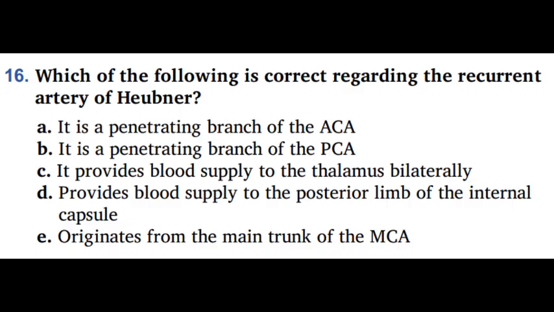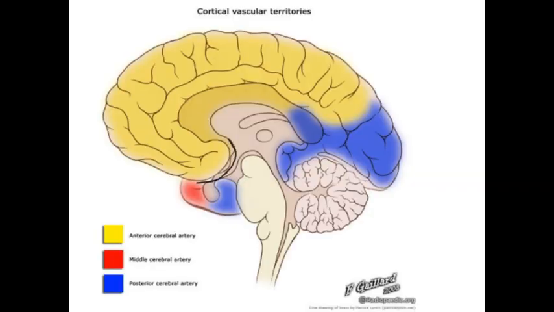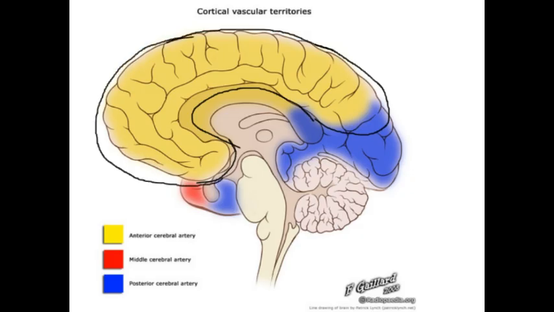So, straight up, the answer to this question is option A. It is the penetrating branch of the anterior cerebral artery. Let's start with the basics. The anterior cerebral artery is responsible for supplying the anterior three quarters of the medial surface of the frontal lobe. Think of it as the artery that keeps the inner part of the frontal brain alive and working.